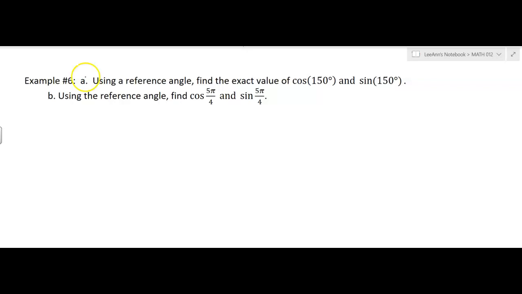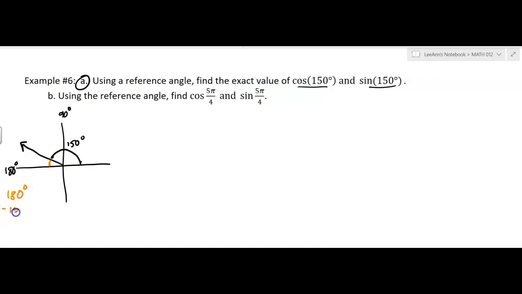Okay, so part A. Using a reference angle, find the exact value of cosine 150 and sine of 150. So I'm thinking in my mind, I'm picturing, where's 150? Well, here's 180, and here's 90. So I know it's in the second quadrant. How can I figure out the reference angle? It's going to be 180 minus 150, which is 30 degrees.